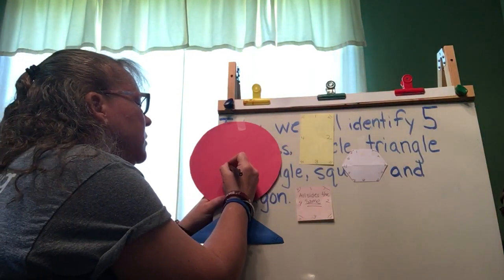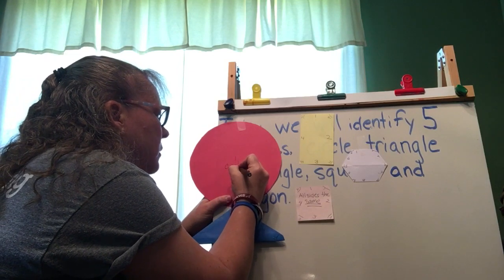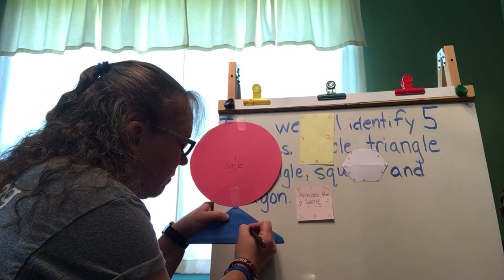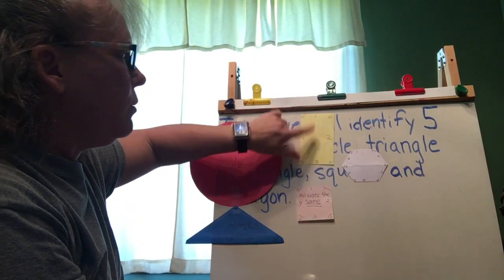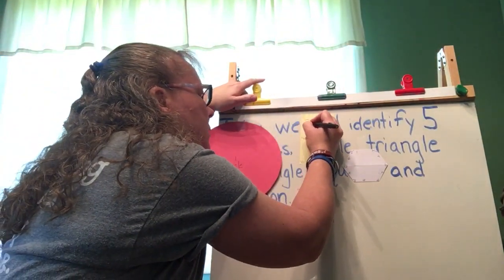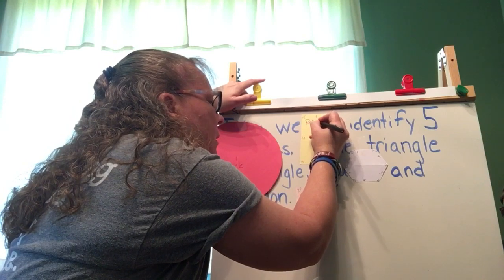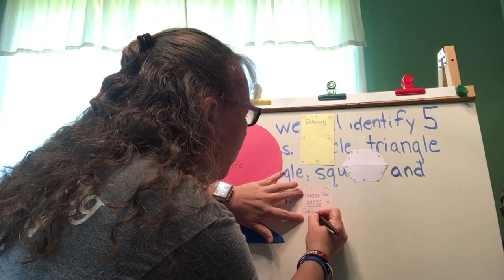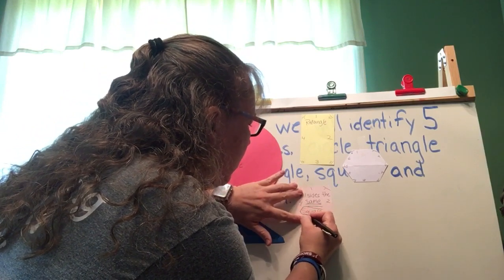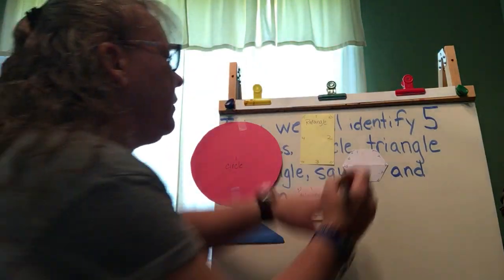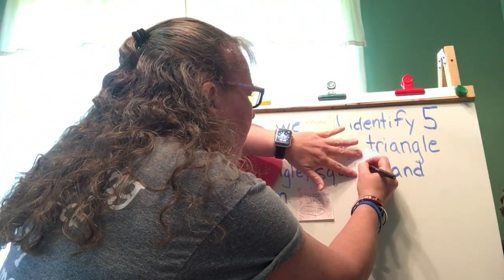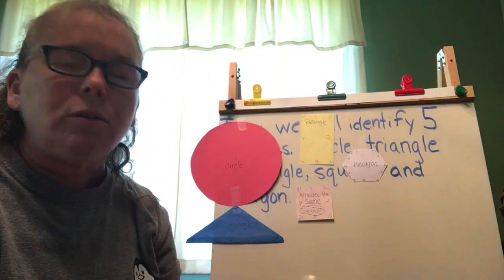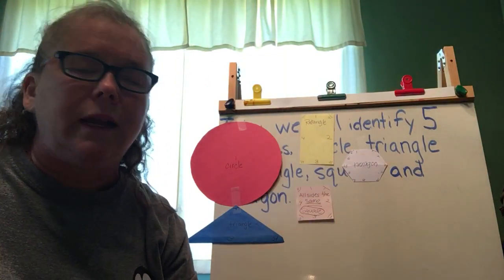So we said this was a circle. This is a triangle. This is a rectangle because its sides are not equal. And this is a square because the sides are equal. And I'm going to circle square on there because that's the name of it. We have a lot of things written on there. And then we have a hexagon. Okay, boys and girls, those are the shapes that I'd like for you to find around home.